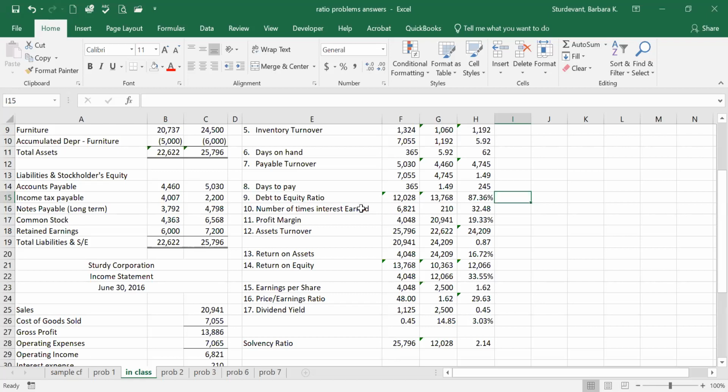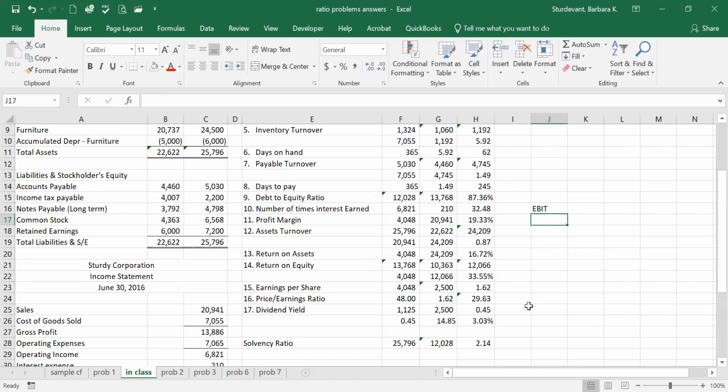All right, we have number of times interest earned. Okay, that one's right here. So this one's a little tricky. Okay, this one is a little tricky, and it all depends on how your income statement is set up. And this is EBIT on the top, which is your earnings before interest and taxes.